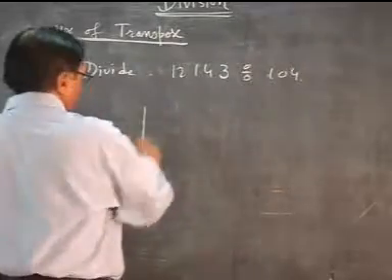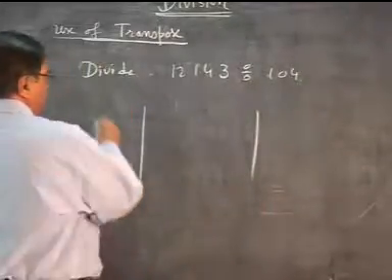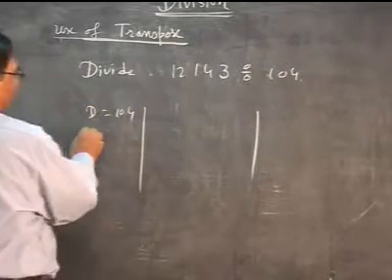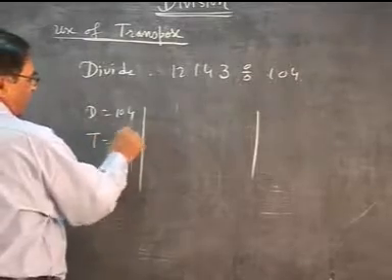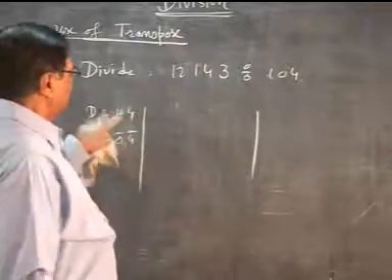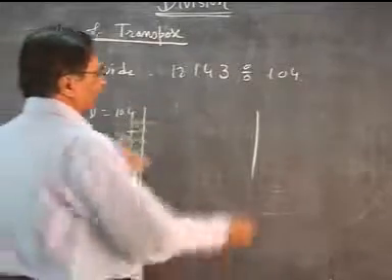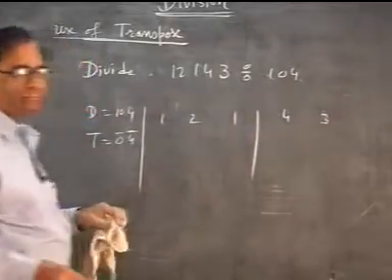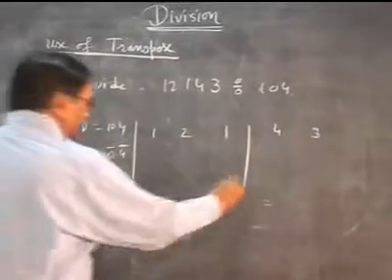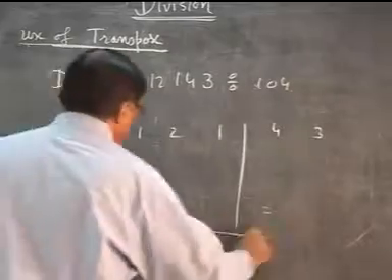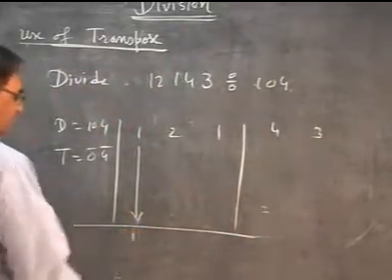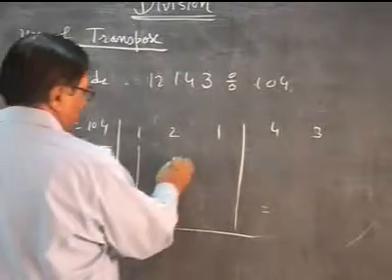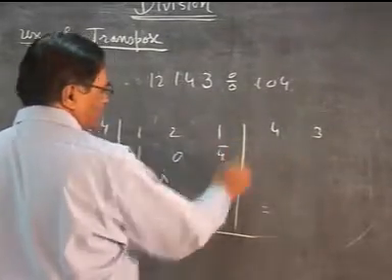Same way, we shall start. Divisor is 104. Transpose T is 0 bar, 4 bar. Here are 3 digits. You need 2 digits to be taken here. 4 and 3. Let us start the method. This directly goes 1. This product will go here. It is 0, 4 bar.